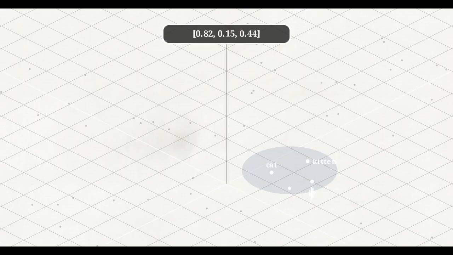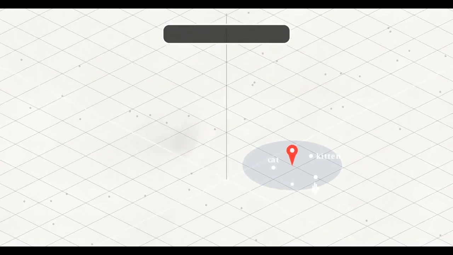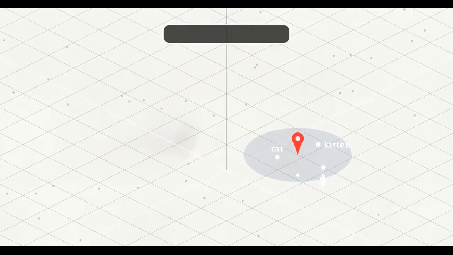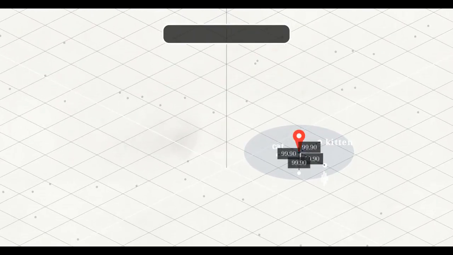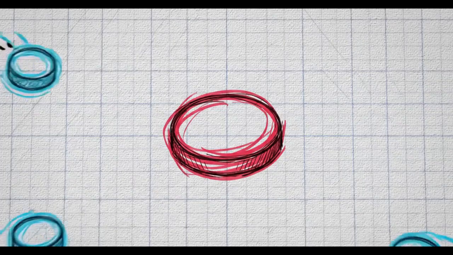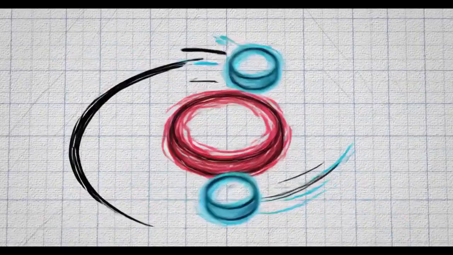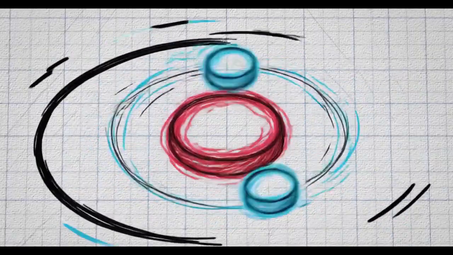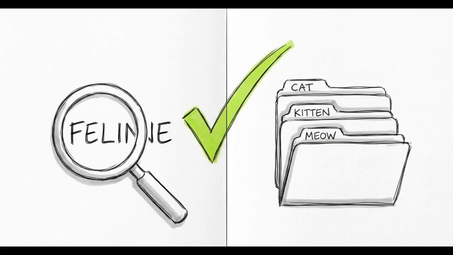When a user enters a new search term, like feline, the system converts that word into a new coordinate and drops a pin directly into the center of the existing cat-related cluster. The database doesn't scan for the letters F-E-L-I-N-E. Instead, it relies on geometry. It physically measures the distance from the new search pin to the closest data points on the map. The system then retrieves those specific points simply because they are the nearest neighbors. You get accurate results, even though your search term shares 0 keywords with the files it found.